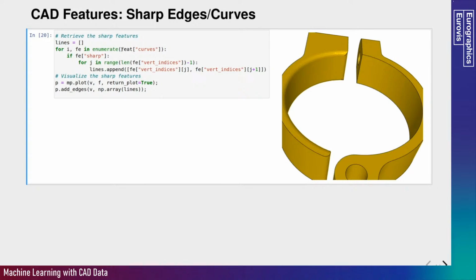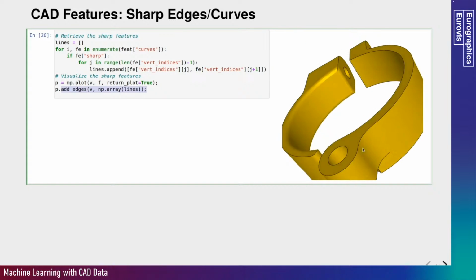Okay, so the code in order to generate this as ground truth data for the learning model is the following. We just go through our curves list in our features, and for each of the curves we have a flag that tells us if the feature or edge is sharp, and then we can add the vertices of this edge into a lines array. These lines we can then later add to our plot, for example, or to our ground truth for the machine learning.